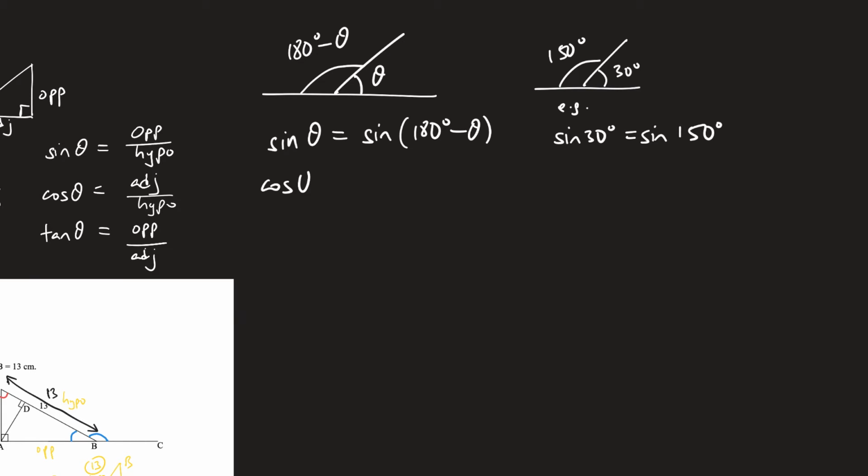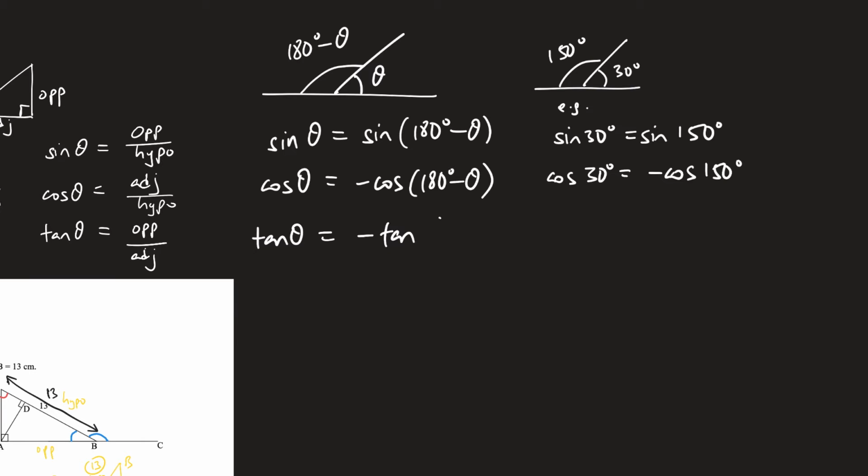Cosine theta is actually the negative of cosine of 180 minus theta. So in our case here, cosine of 30 equals negative of cosine of 150. Once again, you can verify that with the calculator. And for tangent, it is the same: it's also a negative.